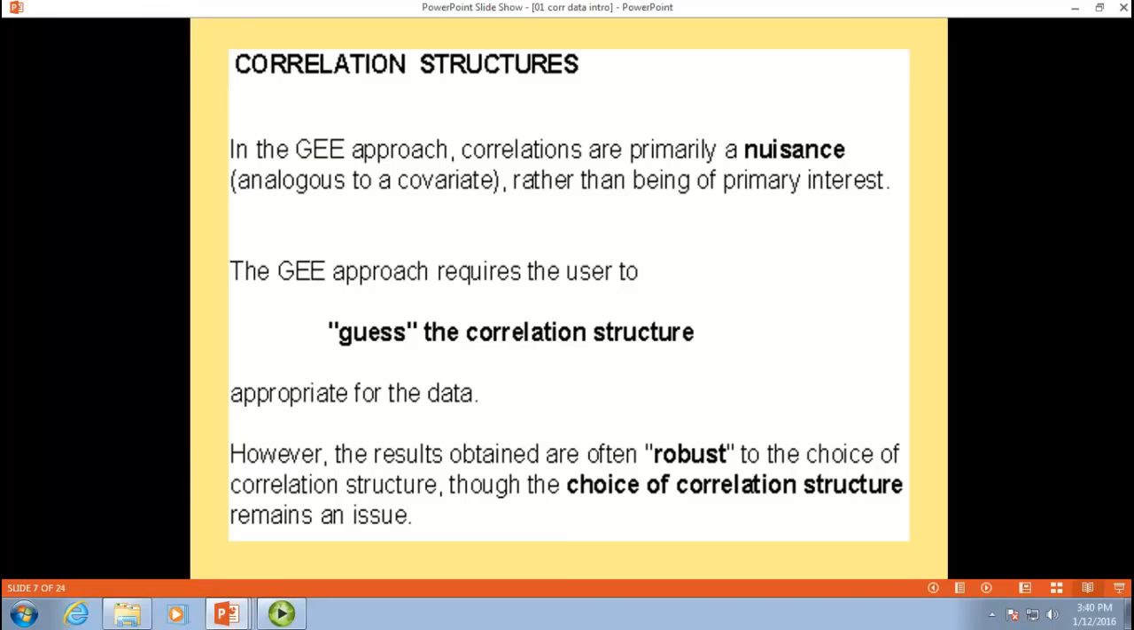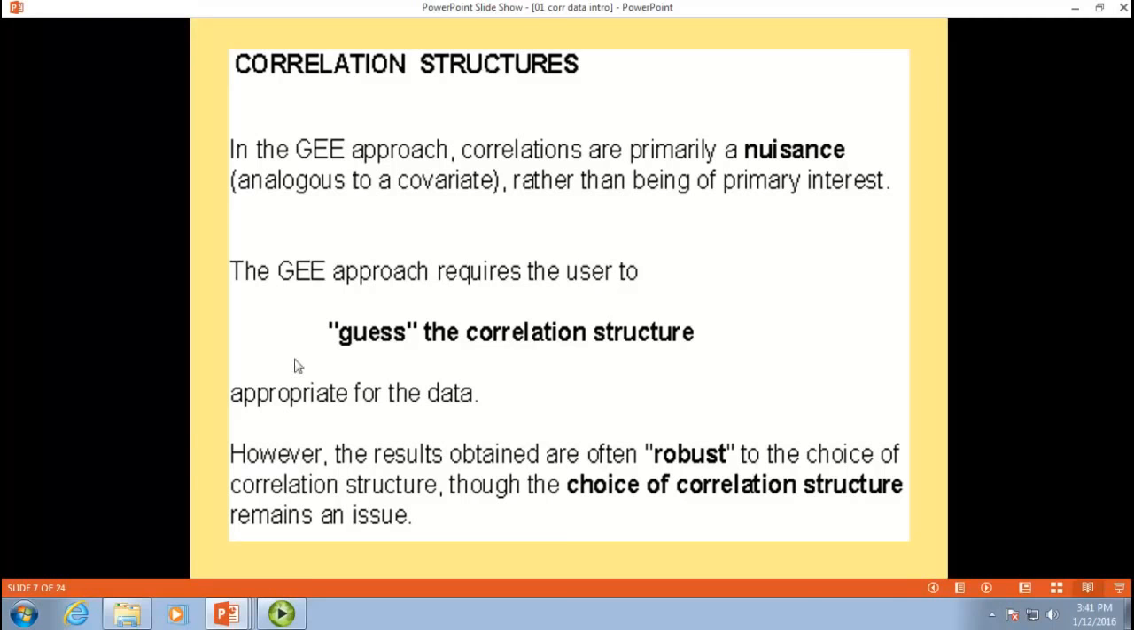So that's one thing you have to think about: you may want to do a reasonable job of dealing with this nuisance without getting exactly what those correlations are. That's a way of thinking about it. Your goal may not be to exactly pin down the correlation structure, but maybe to account for it in some reasonable way.